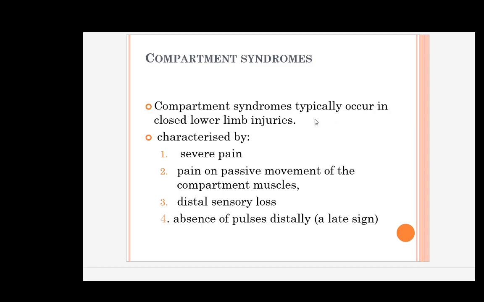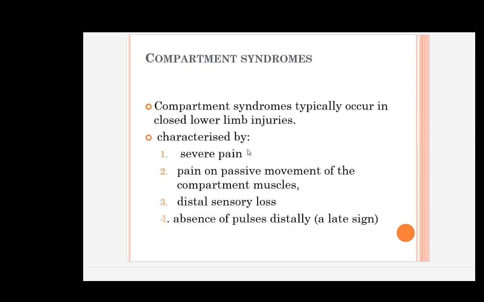Compartment syndrome typically occurs in closed lower limb injuries. Closed lower limb. It's not that you have a cut here. The skin is absolutely okay. That means probably you have a huge hematoma or a huge contusion along with probably abrasions on top of it. This is the kind of scenario when it happens in the lower limb. Lower limb is most common, but it can also happen in the upper limb. Compartment syndrome can also happen in the abdominal cavity, where it is known as abdominal compartment syndrome.